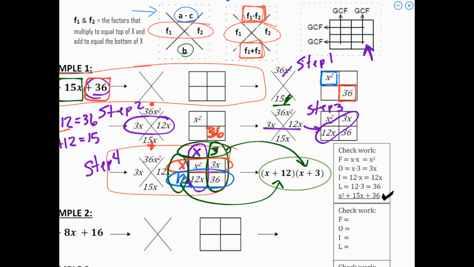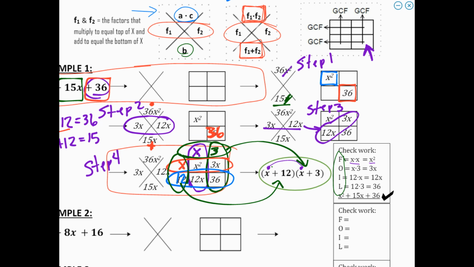Okay, so I put the FOIL method. Since I used the box method to do my work, I'm going to use the FOIL method to check it. You don't have to. You can draw another box and check it with the box method if that's what you prefer. But to review the FOIL method, we take the first term times the other first term. So x times x gives me x squared.